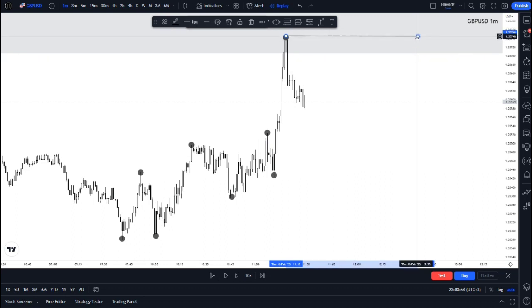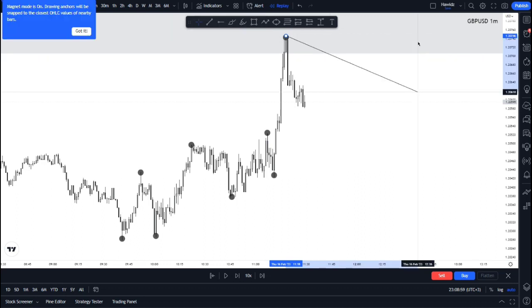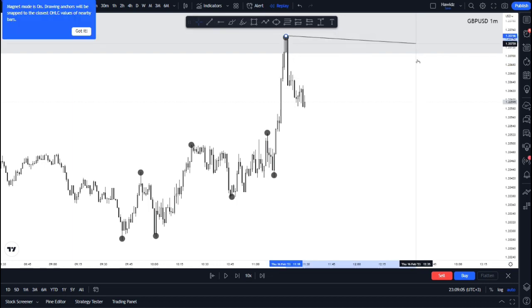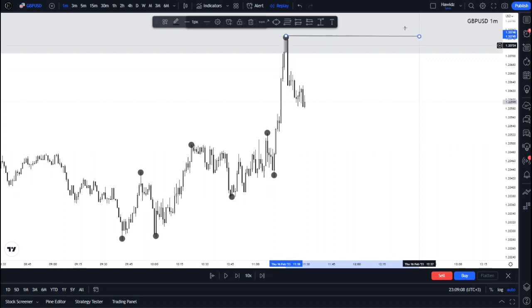So at this point of time, we're just ranging from this high here to this low here. So we're in this range from a high to a low.